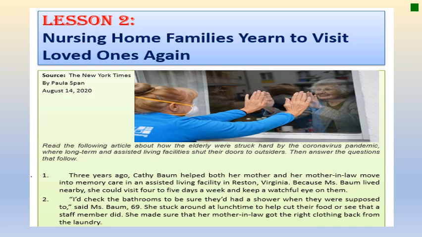3 years ago, Kathy Baum helped both her mother and her mother-in-law move into memory care in an assisted living facility in Reston, Virginia. Because Miss Baum lived nearby, she could visit 4 or 5 days a week and keep a watchful eye on them. "I checked the bathrooms to be sure they'd had a shower when they were supposed to," said Miss Baum, who is 69. She stuck around at lunchtime to help cut their food or see that a staff member did. She made sure that her mother-in-law got the right clothing back from the laundry.